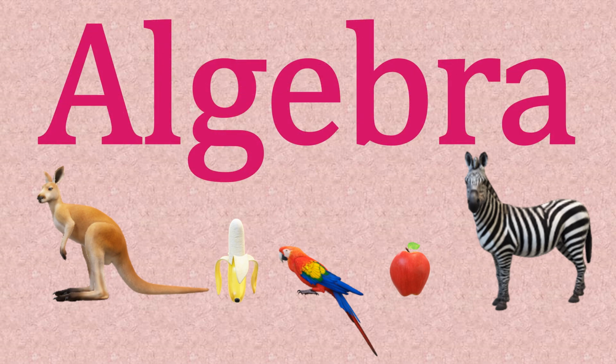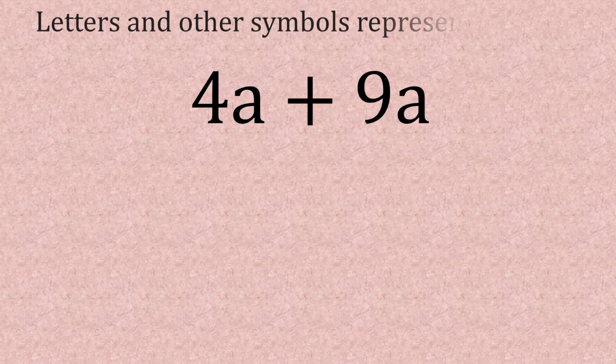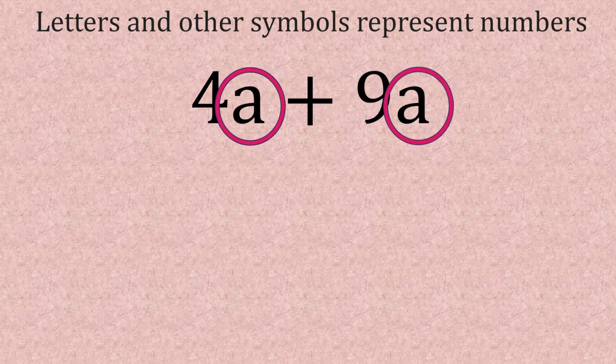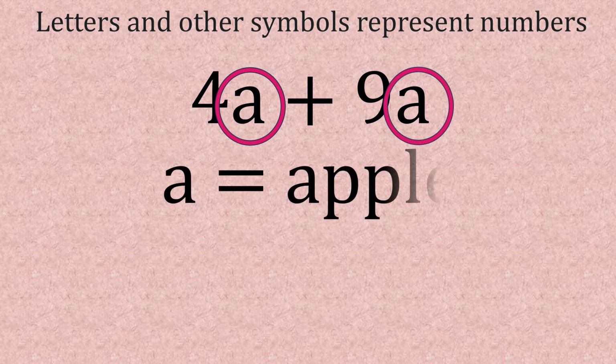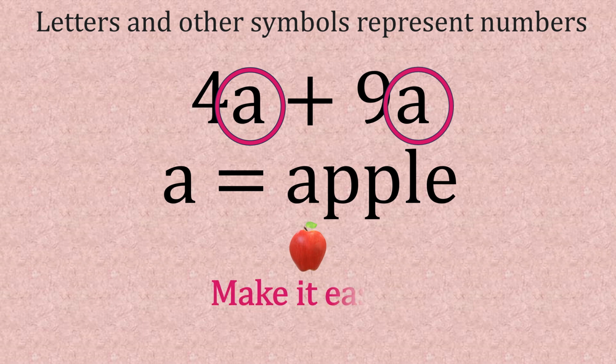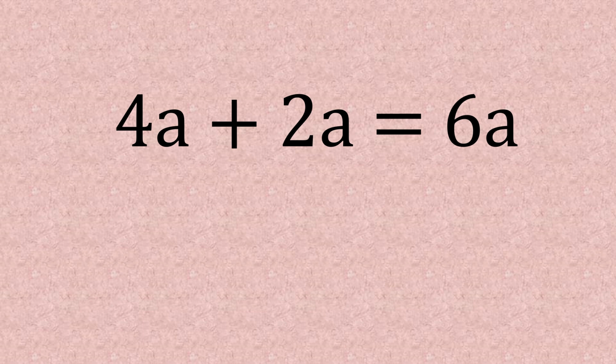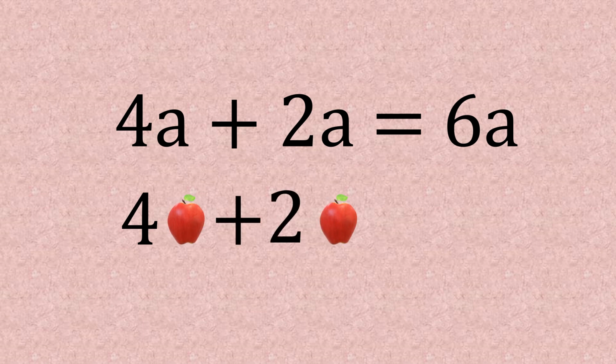Algebra, an easy introduction. Algebra is where we use letters and other symbols to represent numbers. For example, A. So we're going to think of A being an apple to make it easier. Here we are, 4A plus 2A equals 6A. And if that A was an apple, it would be 4 apples plus 2 apples equals 6 apples.